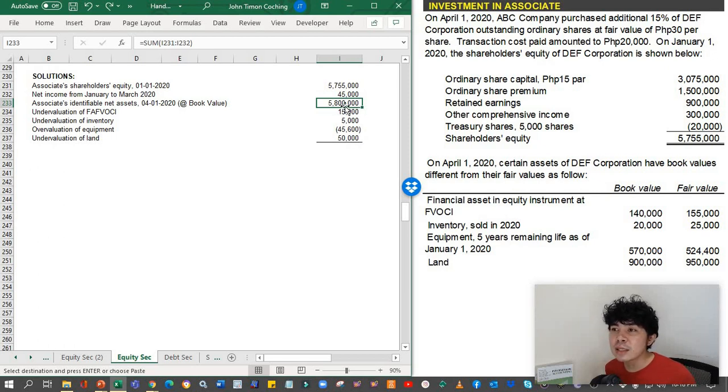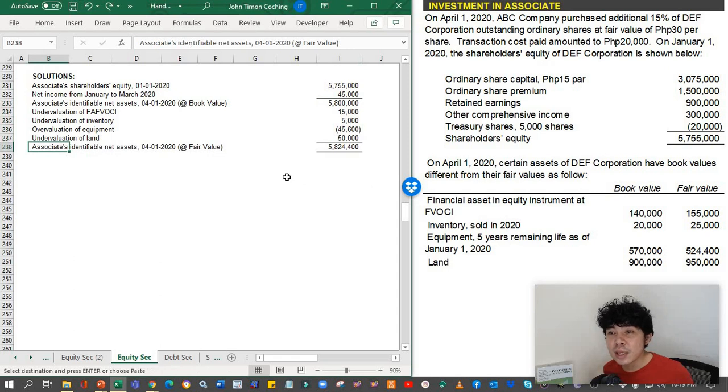So pag kinonsider natin yan na 5.8 million, then i-consider itong apat na to, ang sagot dyan is 5,824,400. So yan ngayon yung total nito. Siyempre minus yung overvaluation. So 5,824,400. So ano yan? Yan na ngayon yung Associate's Identifiable Net Assets on April 1, 2020. At measured na siya at fair value. Which is, eto na ngayon yung amount na kailangan nating i-compare sa cost or consideration paid.